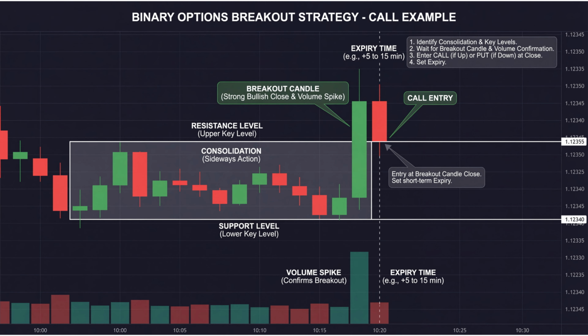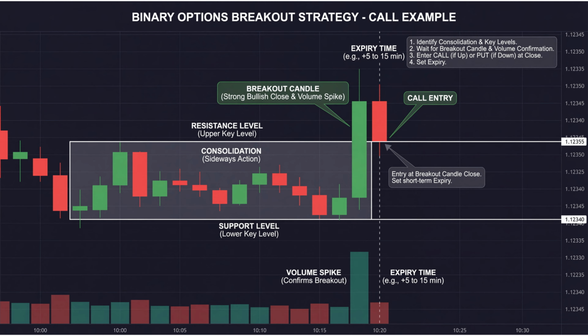The key moment happens when a strong bullish breakout candle closes clearly above the resistance level. This breakout candle is supported by a visible volume spike, which confirms that buyers have entered the market with strength and the breakout is likely real, not false. Once this breakout candle closes above resistance, the call entry is placed at the close of that candle. The expectation is that price will continue moving higher after breaking out of consolidation.